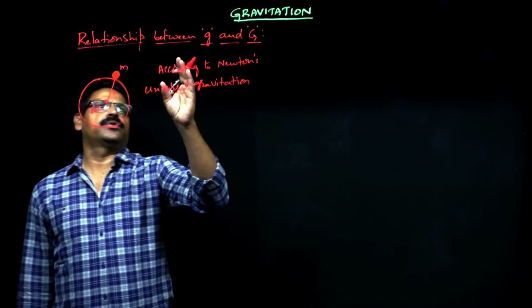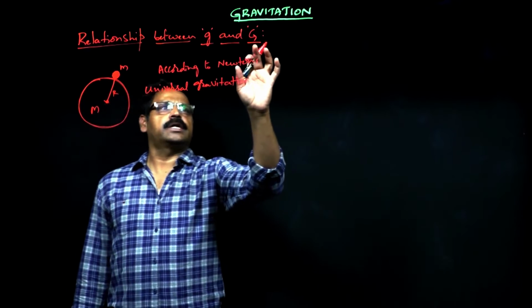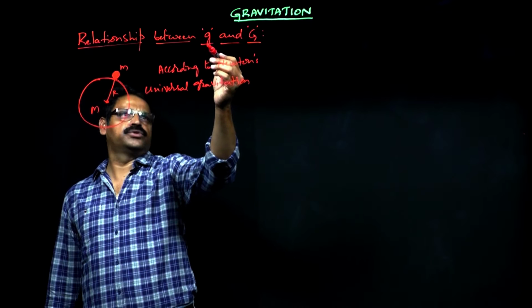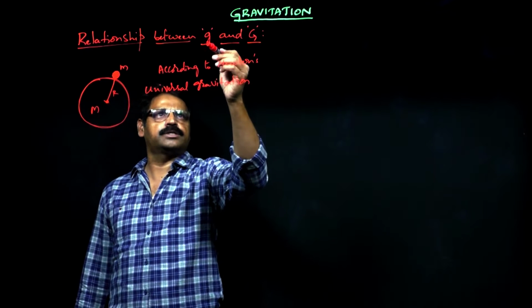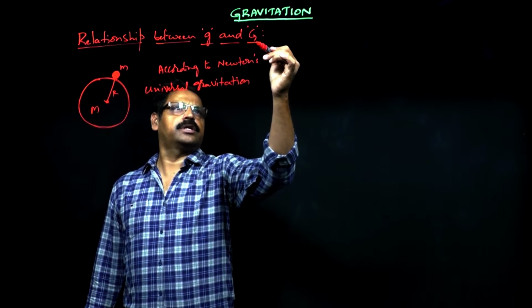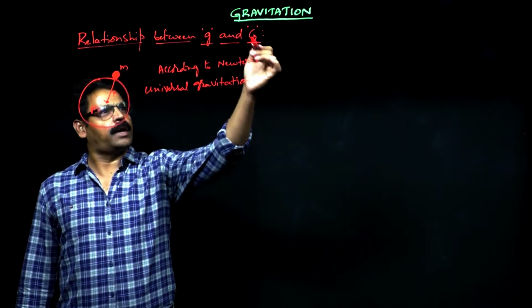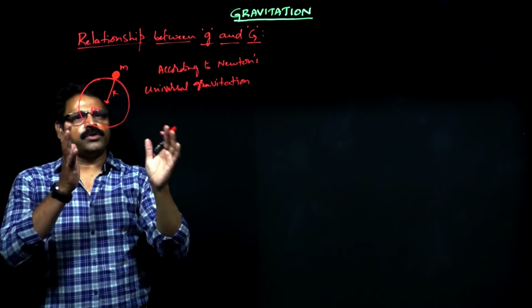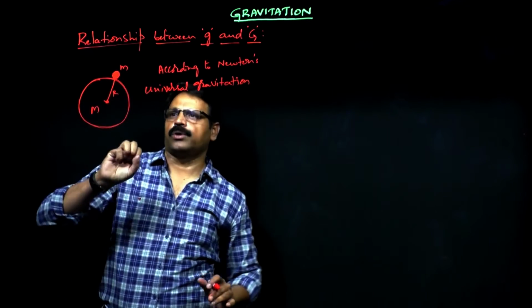Now we look at something about the relationship between small g and capital G. So far we have an idea about the acceleration due to gravity, which was denoted by small g, and the universal gravitational constant, that is capital G. Here how these two can be related, that is what we are going to look at in this particular concept.